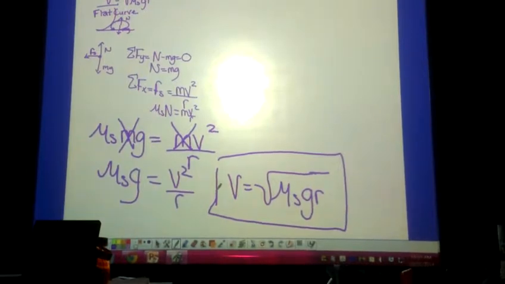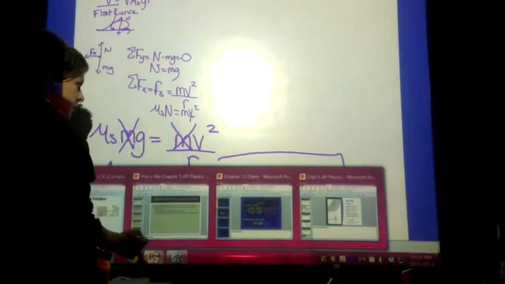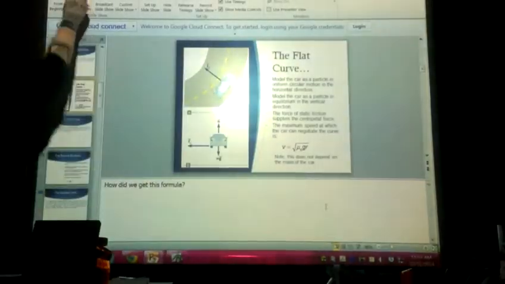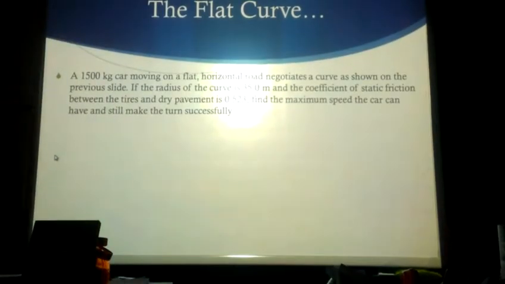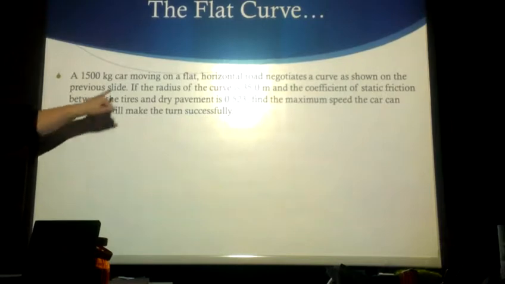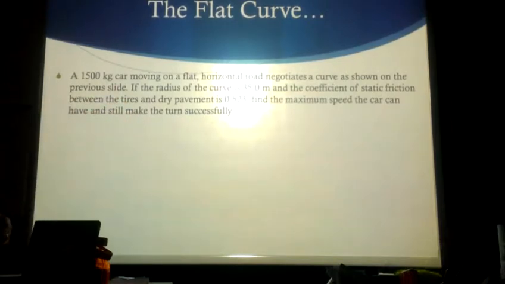Okay, so all we did was prove it. On this question, it says a 1,500 kilogram car moving on a flat horizontal road negotiates a curve as shown on the previous slide. We just saw how we derive speed. It says if the radius of the curve is 35 meters and the coefficient of static friction between the tires and the dry pavement is 0.523, find the maximum speed of the car. Find the maximum speed that the car can have and still make the turn successfully.